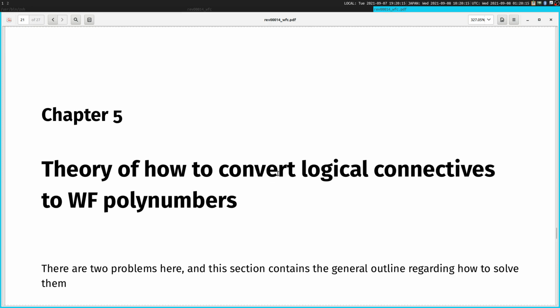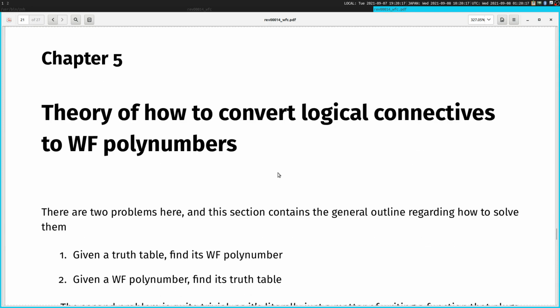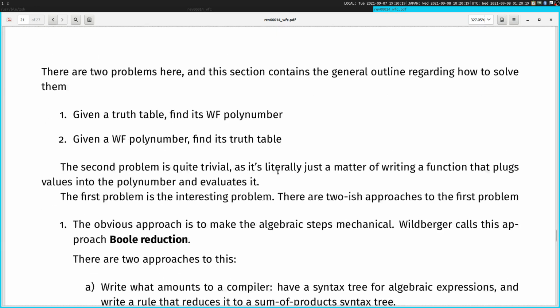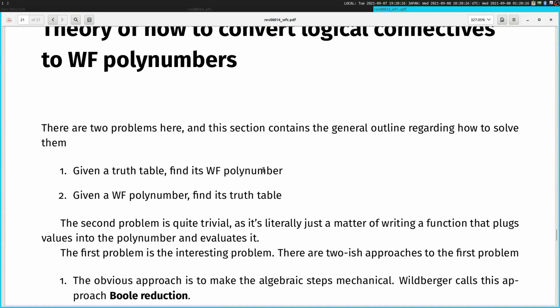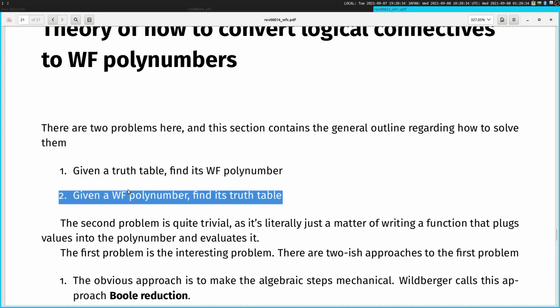But let's talk about how to convert logical connectives to WF Pauli numbers. So there are two problems here, and this section contains a general outline regarding how to solve them. Given a truth table, find its Pauli number; given a Pauli number, find its truth table. The second problem is very trivial because you just plug values in, right?